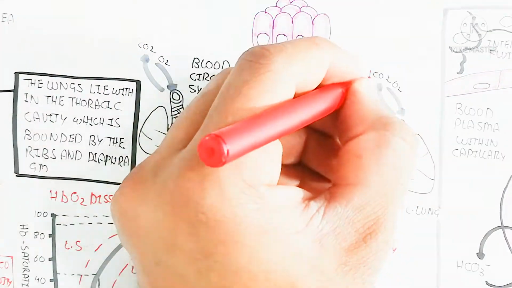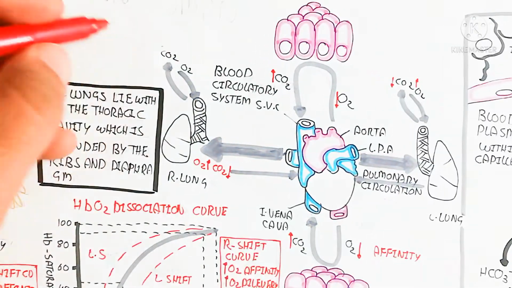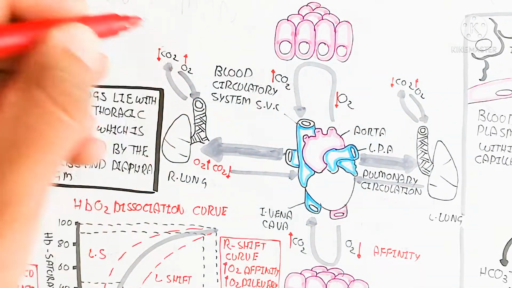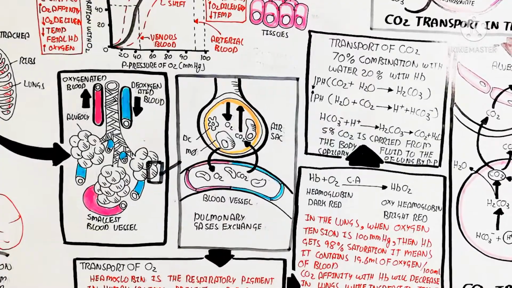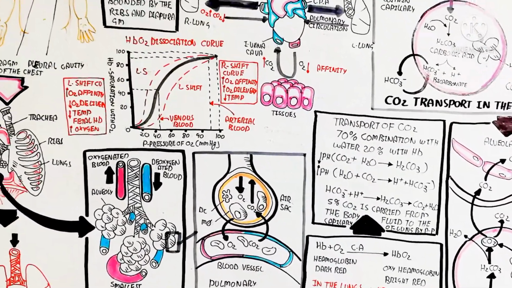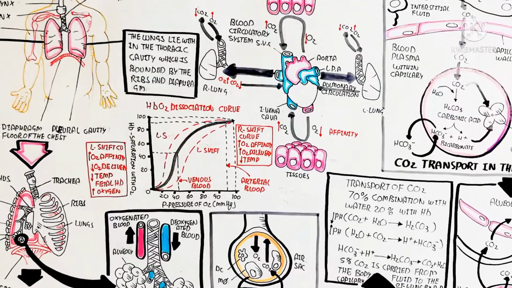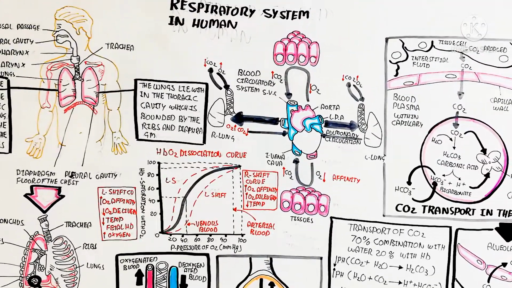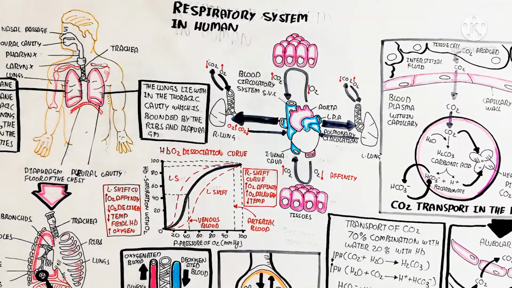But in the pulmonary circulation, in the pulmonary artery, the affinity with the carbon dioxide will be decreased while the oxygen will be increased. So that is the respiratory system in the human body.